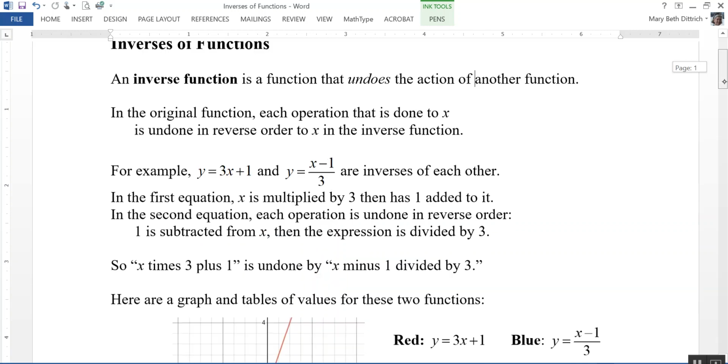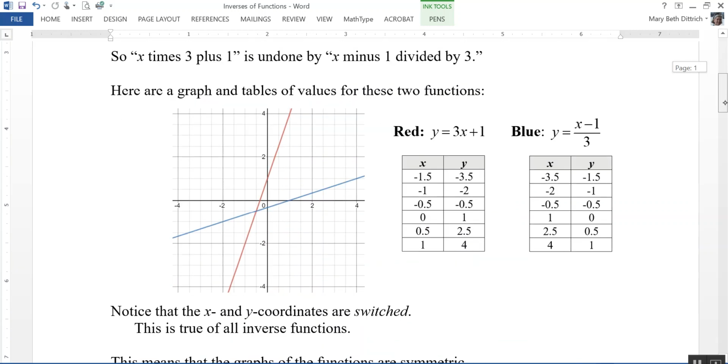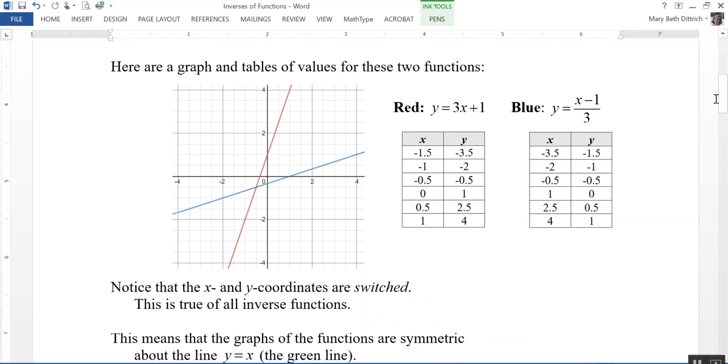So here is a graph of these two functions. The red line is y equals 3x plus 1, which should be familiar to you, and the blue line is y equals (x minus 1) over 3, or 1/3 x minus 1/3. Notice in the table of values here that the x and the y values are switched. One ordered pair for the red function is (1, 4). Another corresponding ordered pair for the blue function is (4, 1). And in fact, that's true for all of the ordered pairs listed here.